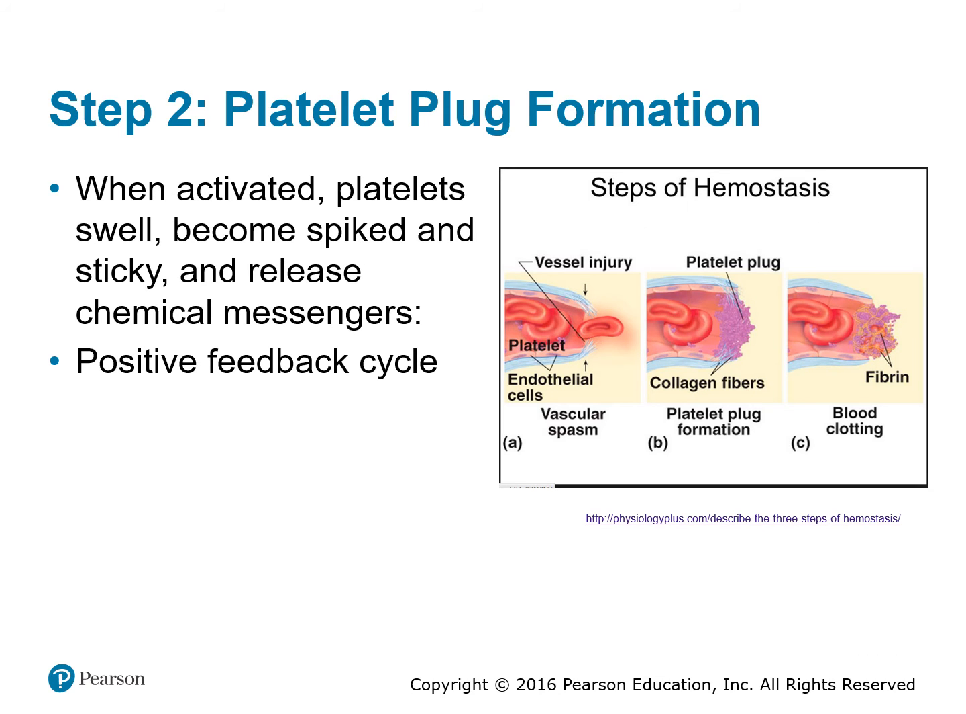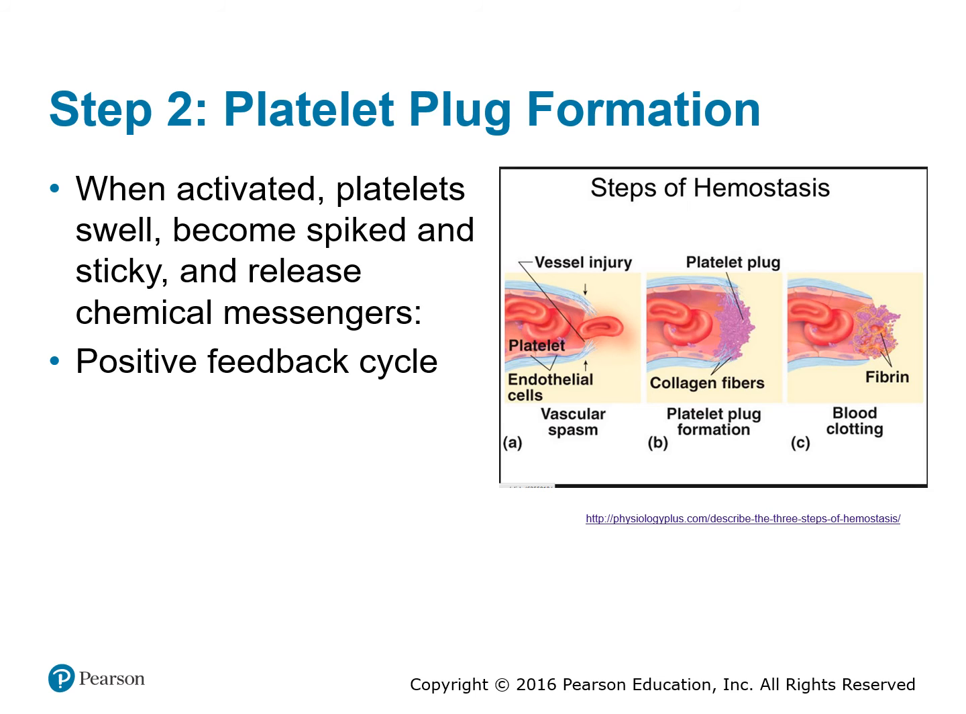When activated, the platelets begin to swell and they become spiked and sticky, and they release chemical messengers such as ADP, serotonin, and thromboxane A2. ADP causes more platelets to stick and release their contents, while serotonin and thromboxane A2 enhance the vascular spasm and platelet aggregation. There's a positive feedback cycle that begins to initiate when the platelet plug begins to form. As more platelets stick, they release more and more chemicals, which cause more platelets to stick and release more chemicals.